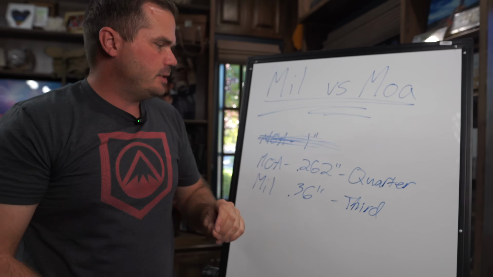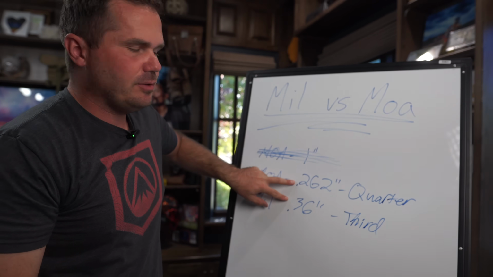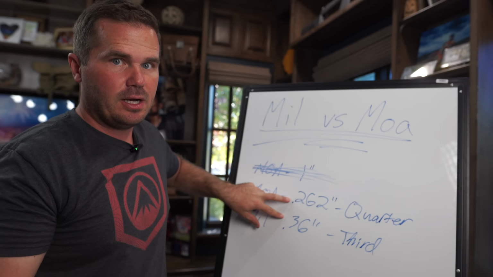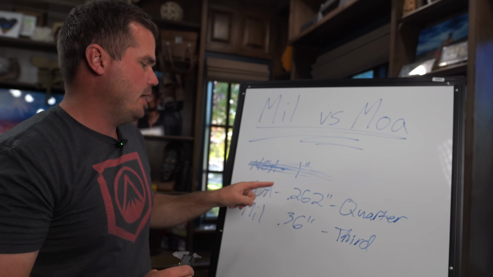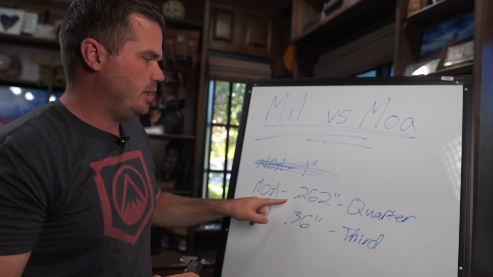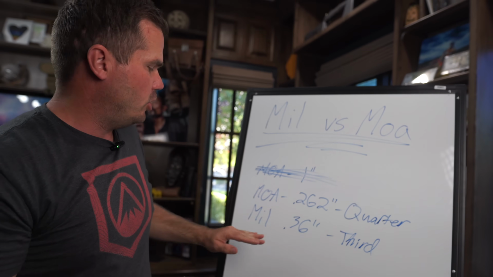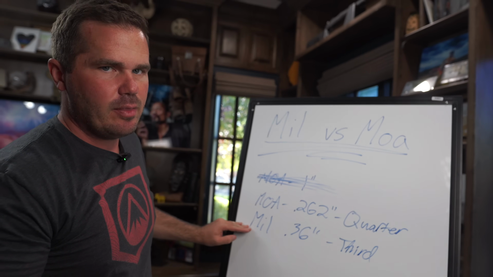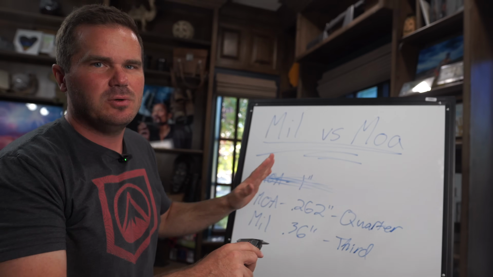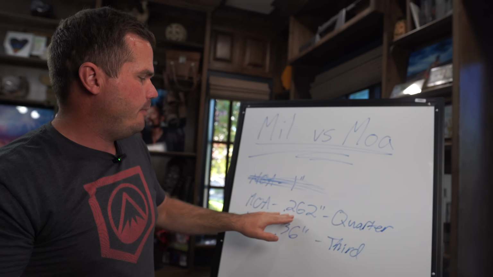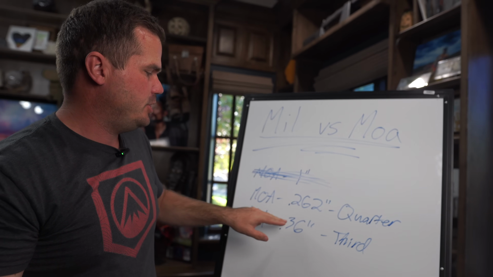But you may also look at this and you'll see an advantage that we're going to talk about later of the MOA system. With the MOA system, each click, and I should point out at this point, almost all scopes for mil are 1/10 of a mil, and these are 1/4. We're going to assume that's just true here.